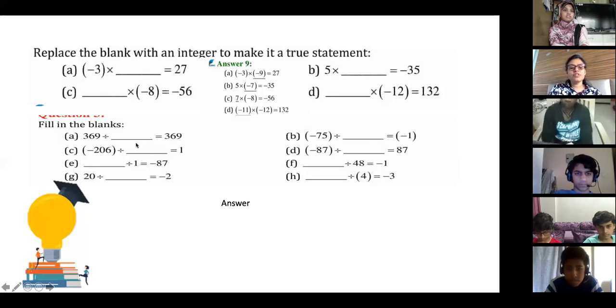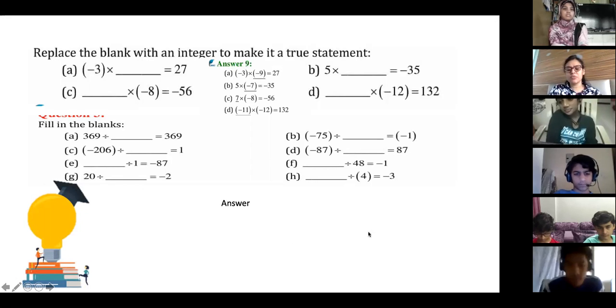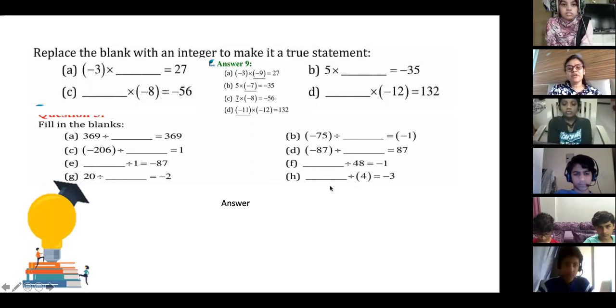X will go here, 369 will come here. So 369 by 369 is equal to 1. So my answer is 1. These are simple things. These you can do orally also. But here, suppose larger numbers are there, what do you do?